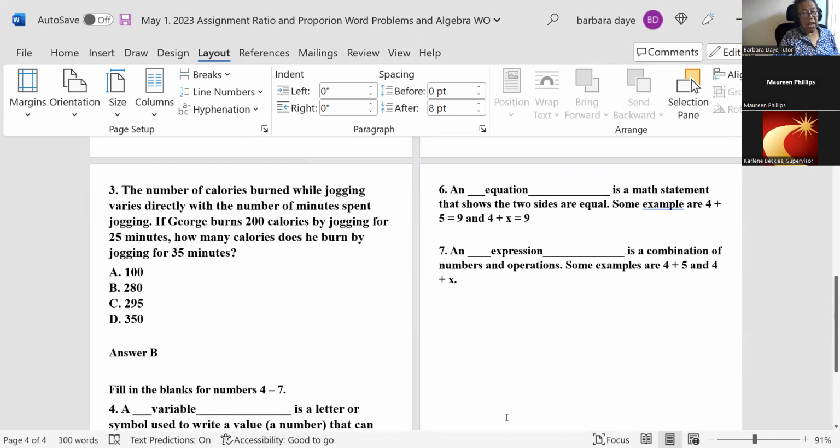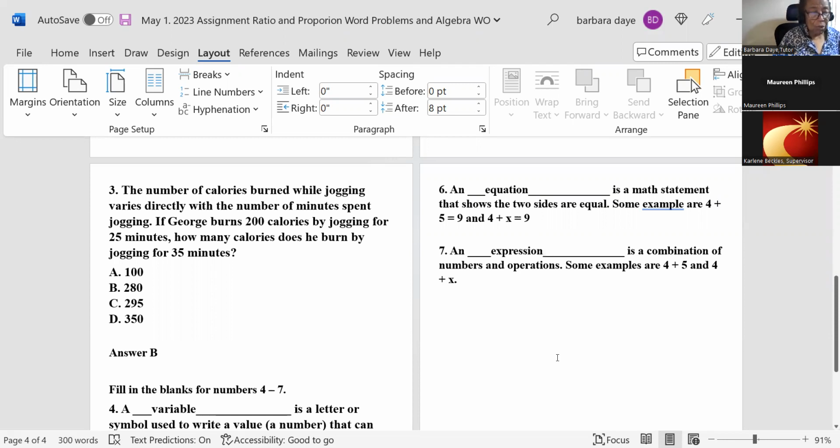So an expression does not have an equal sign. Okay, no equal sign. But yet it has terms. Like 4 plus 5, there are two terms. The 4 is a term, the 5 is a term. 4 plus x, 4 is a term, x is a term. So the difference in expressions and equations, expressions don't have equal signs. Oh, I see. So if you were given multiple choice with expressions and equations, the equations would all have equal signs, like here, 4 plus x equals 9.